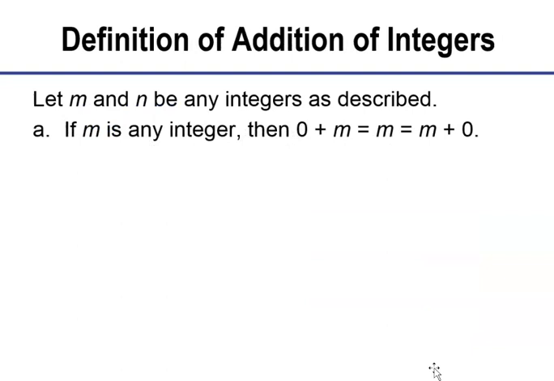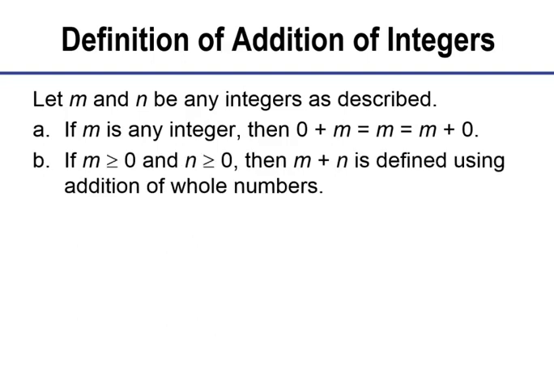Let m and n be integers as described. If m is any integer, then 0 plus m equals m, and so does m plus 0. That makes sense, right? That's like the additive identity. When we add 0 to a number, then it should remain the same. And this is true for any integer. It doesn't matter if it's a positive or a negative integer.